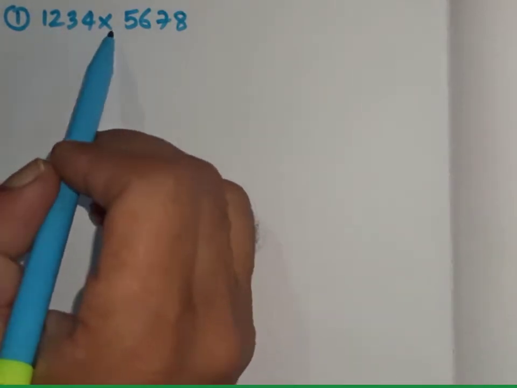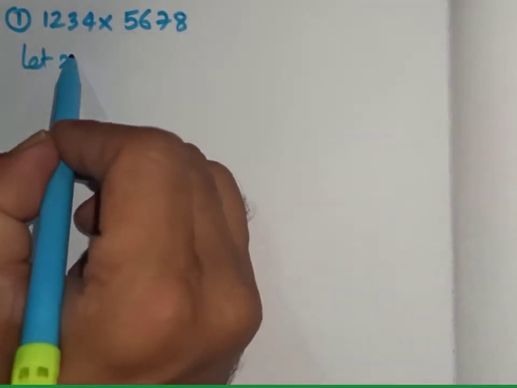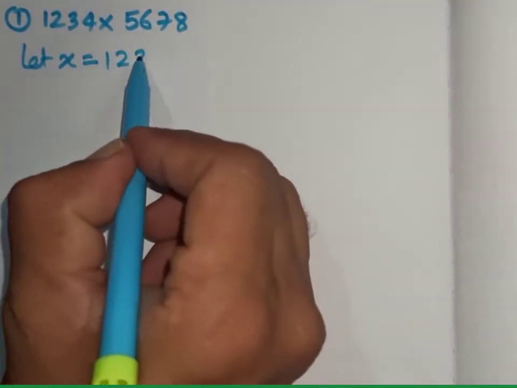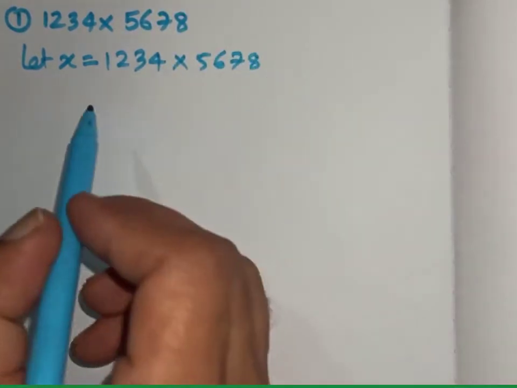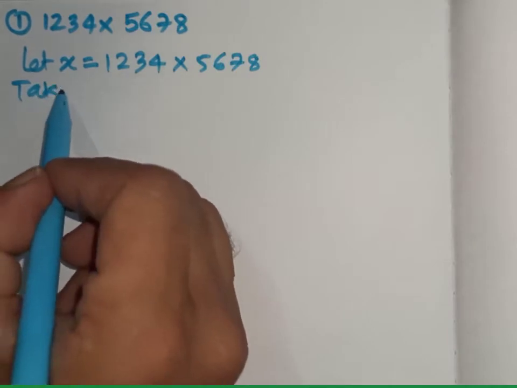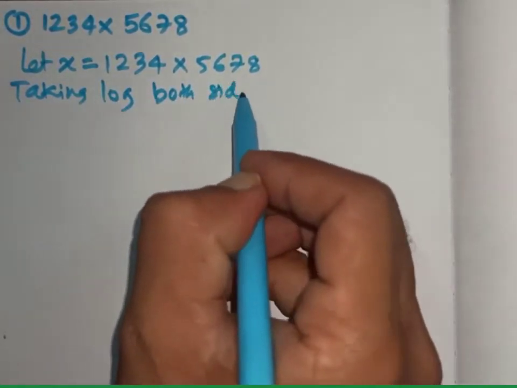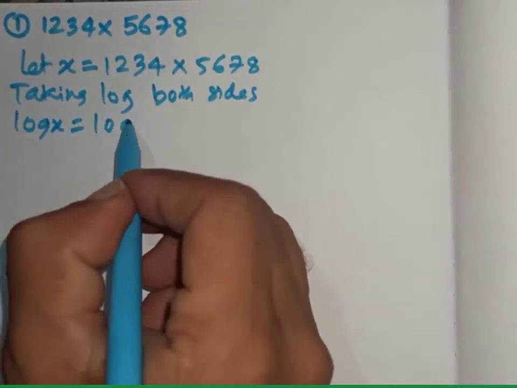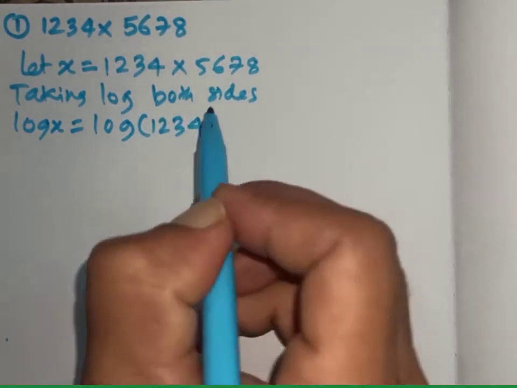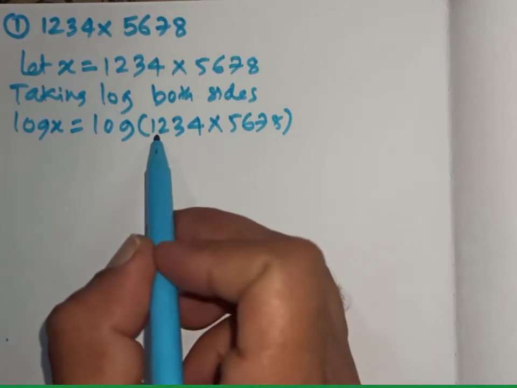Let's take the first problem here. We have 1234 multiplied by 5678. To begin with, we say let x is equal to 1234 multiplied by 5678. Then we normally write, taking log, that's a logarithm, on both sides. This is the normal practice. Therefore you get log of x is equal to log of 1234 multiplied by 5678. If you see, this is in the terms of log of a multiplied by b.